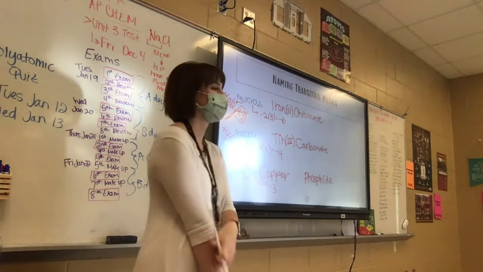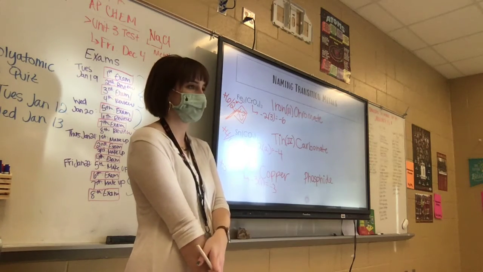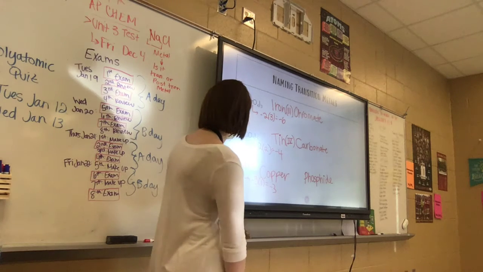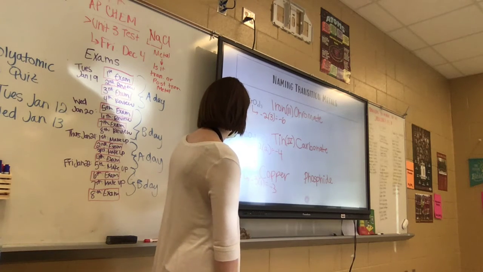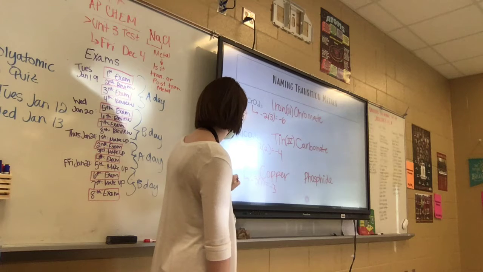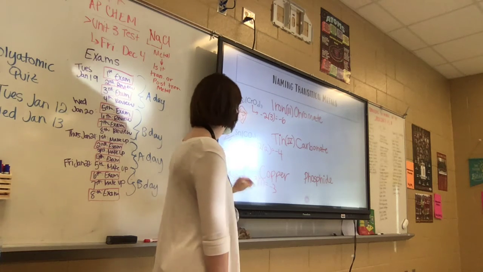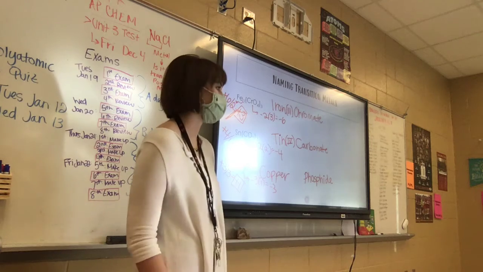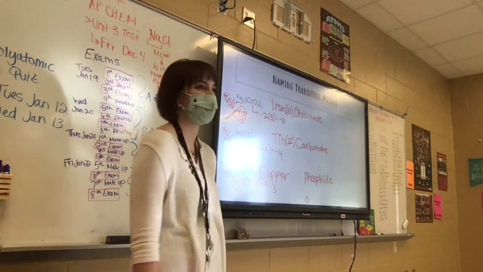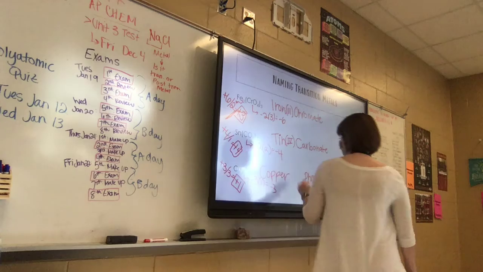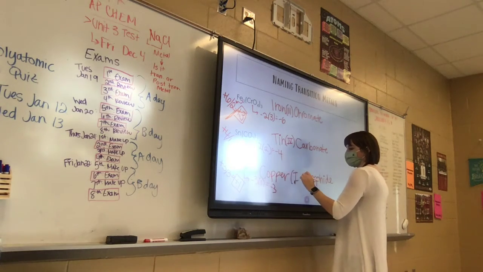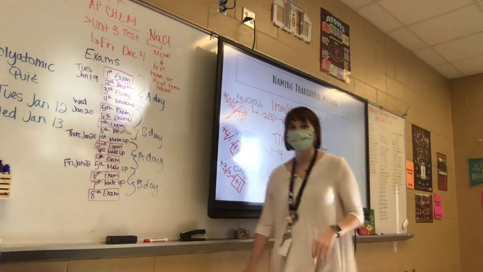Positive 3. Now, is that the charge of the copper? No. No, I have 3 coppers, right? And I want the charge of 1, so I got to divide by 3, and that gives me a positive 1. Okay, and you'll always get whole numbers here. You're never going to have half a charge. Okay, so we do copper 1 phosphide.